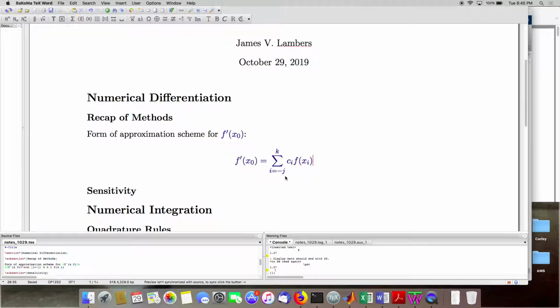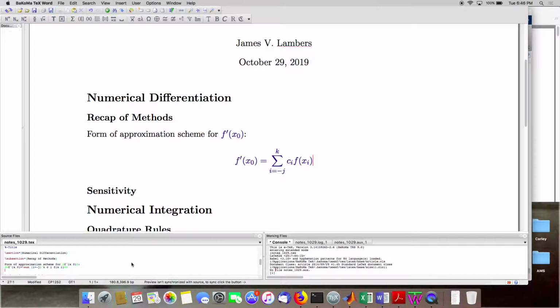Now the reason I have these weird indices going from minus j to k is to indicate that points with negative indices would be to the left of x naught, and points with positive indices would be to the right of x naught. So for instance, I could have x sub minus 1 equal x naught minus h, and then x sub 1 would be x naught plus h. So they all have this form. It's a linear combination of values of f at the point itself and nearby points on either side, left or right. So the whole problem boils down to, how do we get these coefficients?